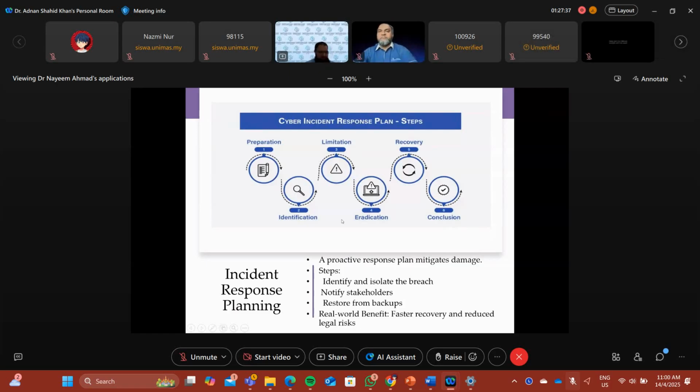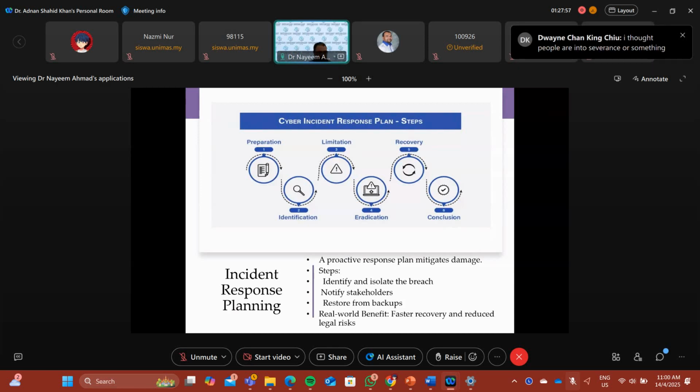So incident response planning is very important. Since you are studying cybersecurity, tomorrow you are going to be the experts of this field. And efficient incident response planning is very much needed in organizations. It's very much needed even for individuals. So having a predefined incident response plan is essential for minimizing the impact of cyber attacks.